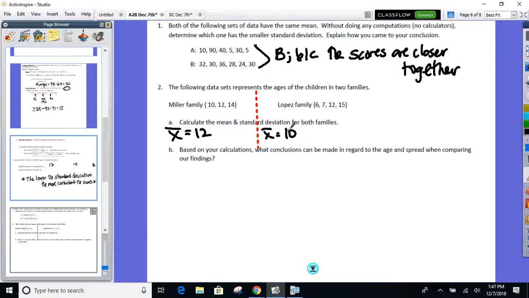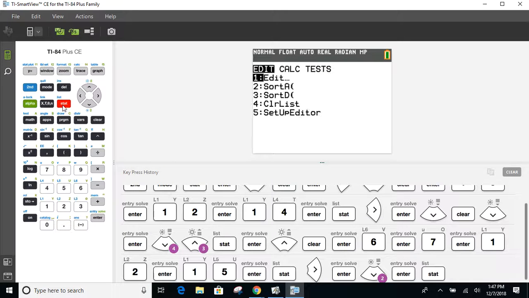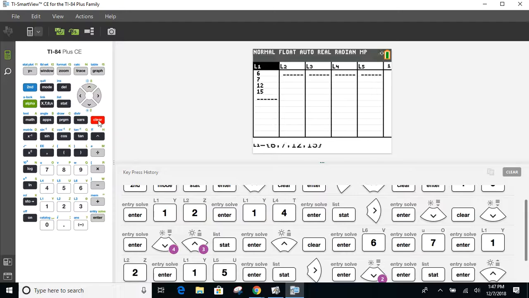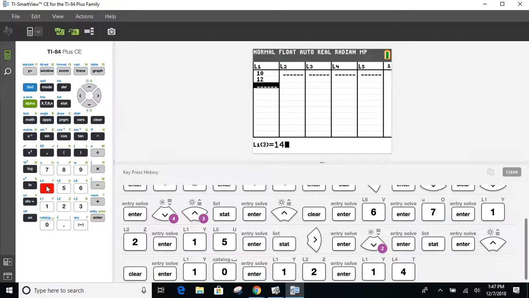Everyone go to your calculator. Remember where I showed you to put the list yesterday. Pretend I was not here yesterday: how do I put 10, 12, and 14 into a list? Stat, Edit. Oh, I have numbers in there. L1. Highlight the list and clear, enter. They're gone. And now you can put the Miller kids in, 10, 12, and 14.